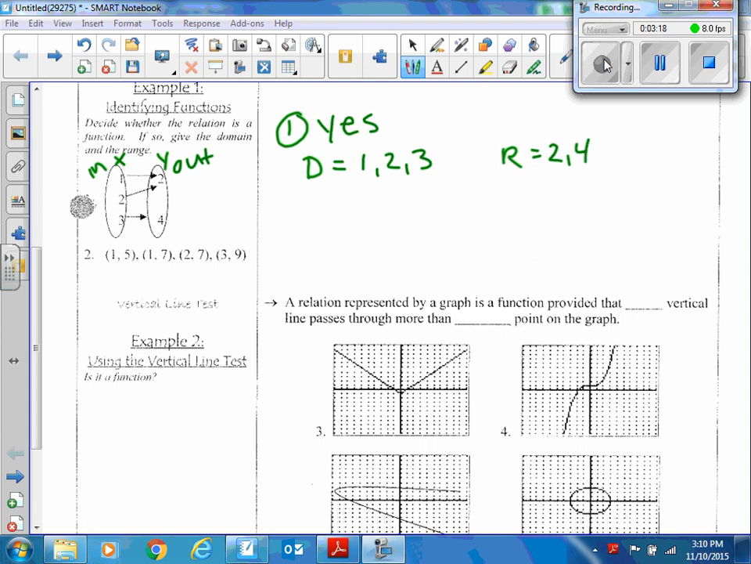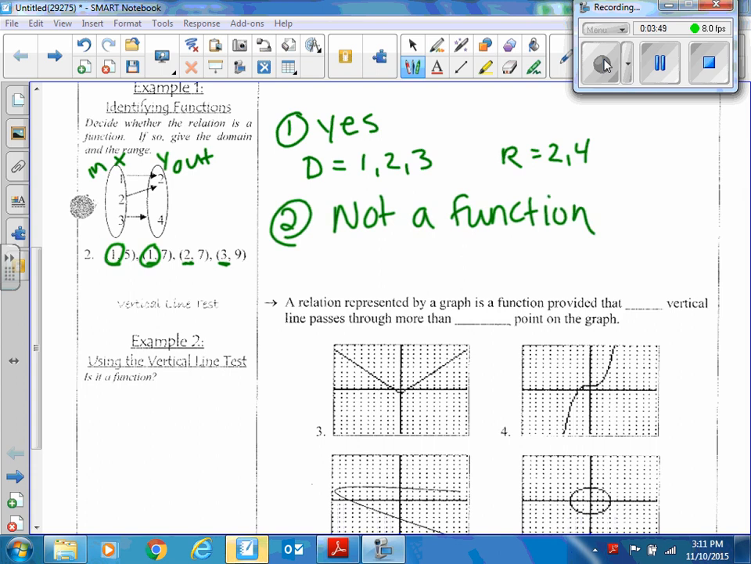All right, let's look at the second one. Now they're giving us a list of ordered pairs, and they want to know the same thing. Is it a function? Well, let's look. We're going to look at our x values. Because in the first two ordered pairs, the x repeats, right? We have a 1 here and a 1 here. Because of that, this is not a function. Remember when we talked about the vocabulary, we said in a function the x's cannot repeat. So that makes number 2 not a function.